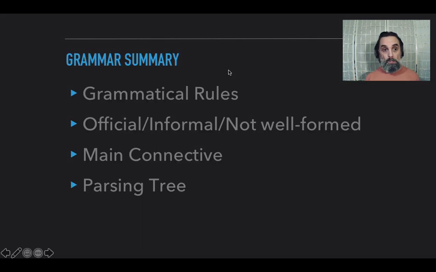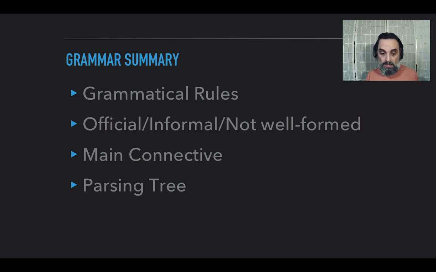So in the last two videos, we've basically covered four topics. We've covered our grammatical rules, which tell us when something is a sentence: if it's a sentence letter, if it's produced by putting a negation on the front of a sentence, if it's produced by putting an arrow between two sentences and parentheses around the outside, and in no other way. We learned those are all the official sentences. Then there are the informal sentences, which are official sentences, except if there are external parentheses, we took them off. And then there are the not well formed, and that's any other string of symbols, all the others.